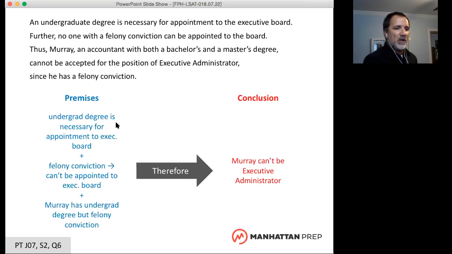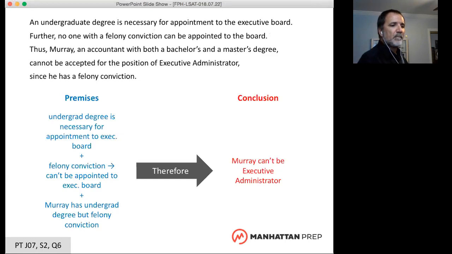So, what have I been told? What are my facts? An undergraduate degree is necessary for an appointment to the executive board. And notice, I'm not going to question this fact. I don't know what executive board they're talking about. I don't know if an undergrad degree is necessary or not. I'm just going to accept that. If you have a felony conviction, you can't be appointed to the board. Okay, sure, I believe you.